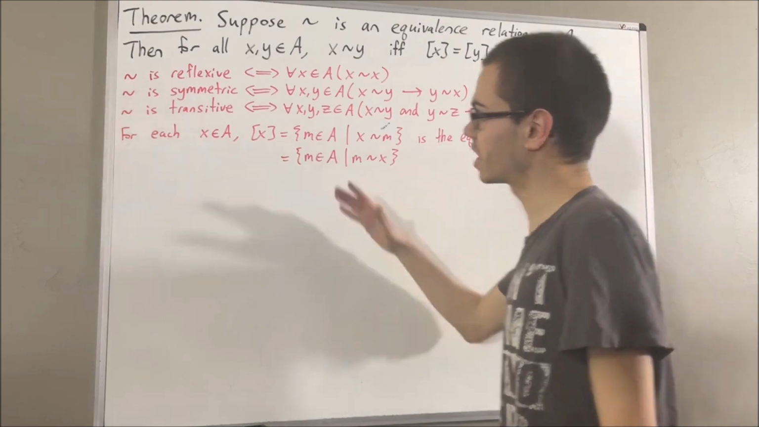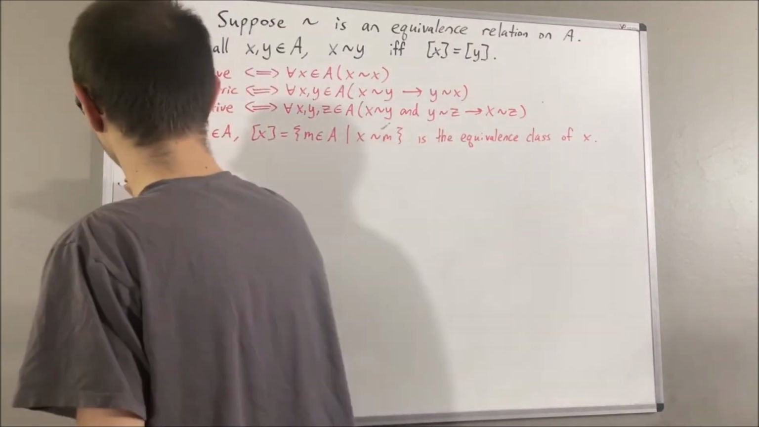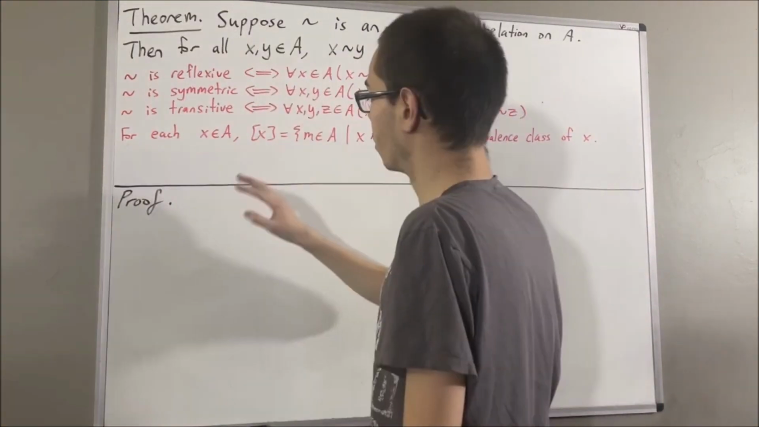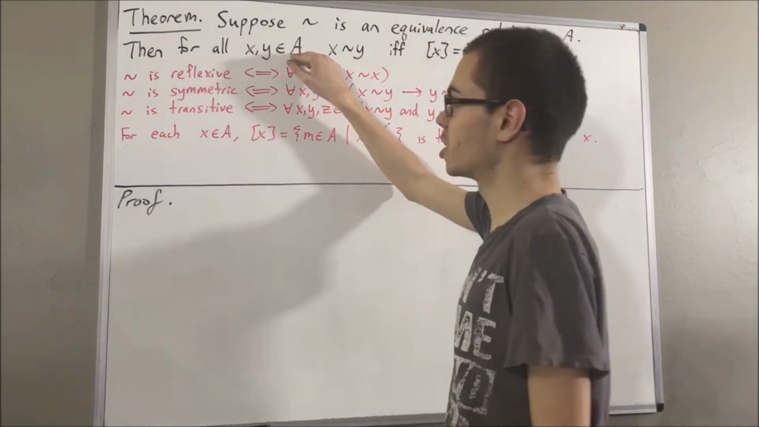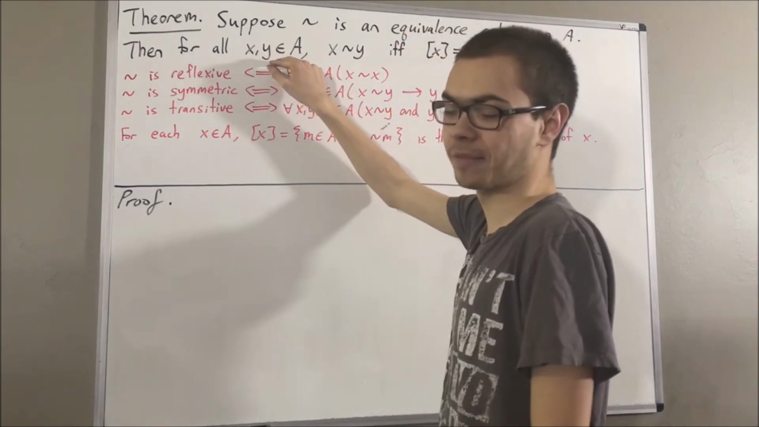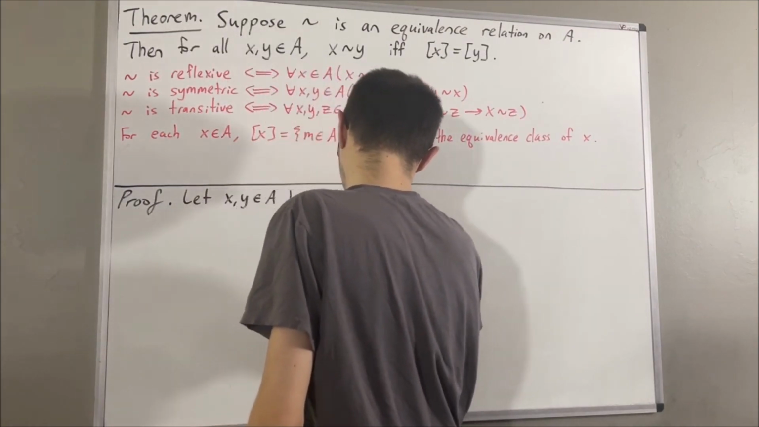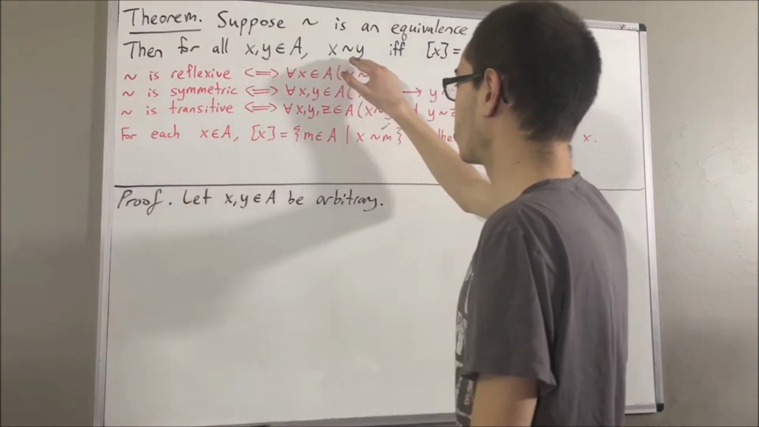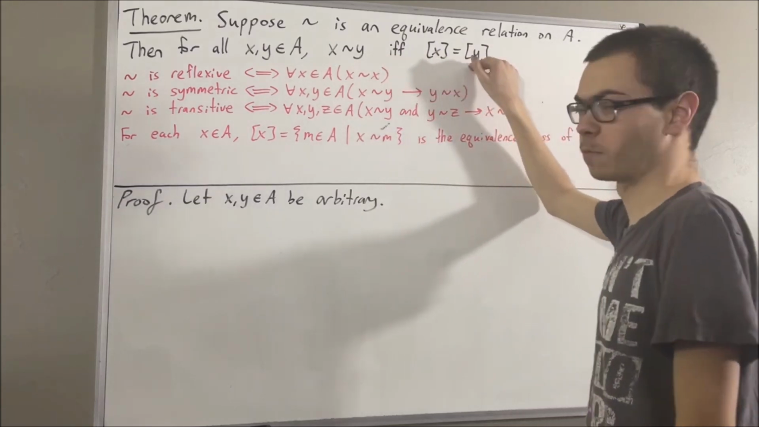Okay, so now let's get into proving this theorem. We're trying to prove a statement regarding every two elements in A. So let's give ourselves two arbitrary elements in A. I'll call them x and y. From here, we want to show that x is related to y if and only if the equivalence class of x is equal to the equivalence class of y.